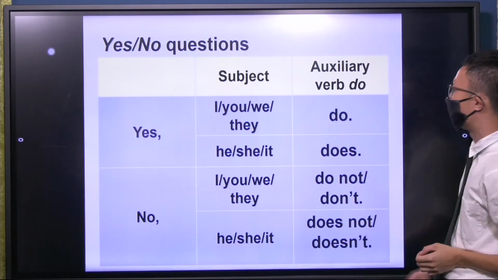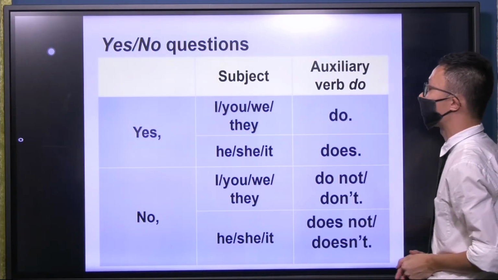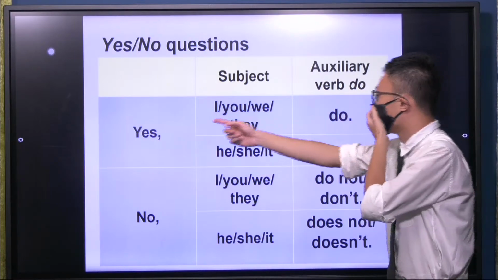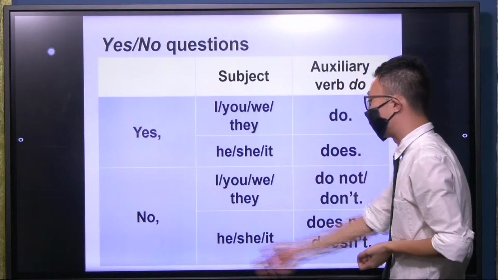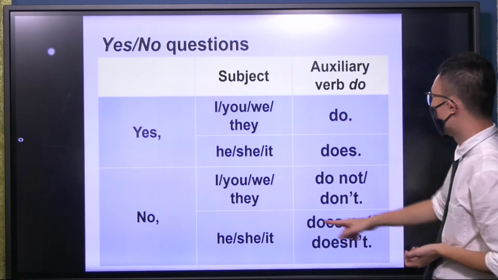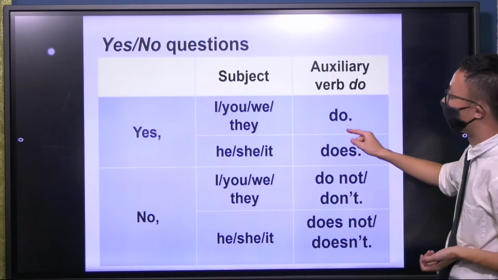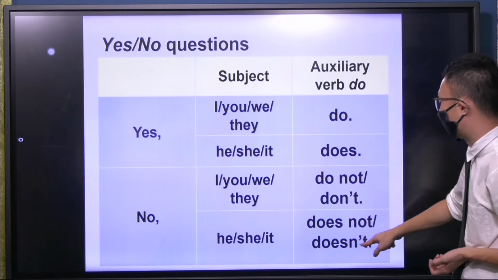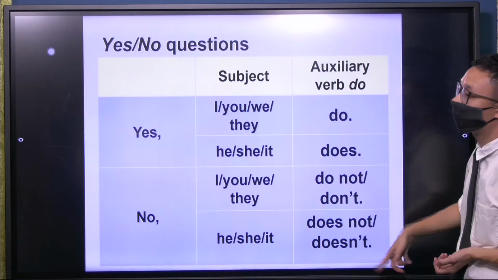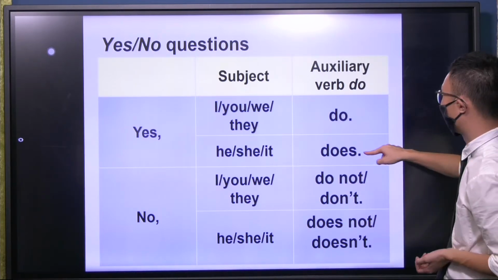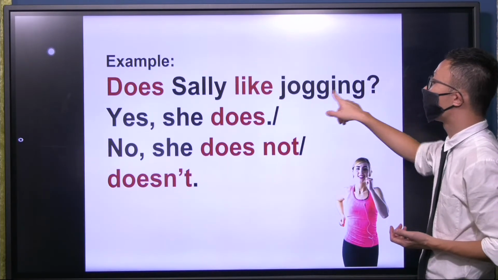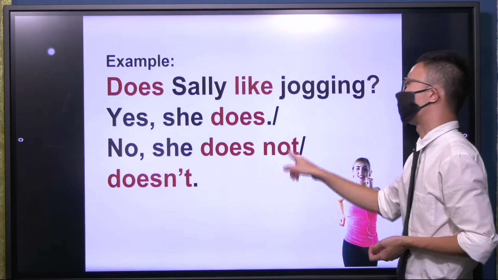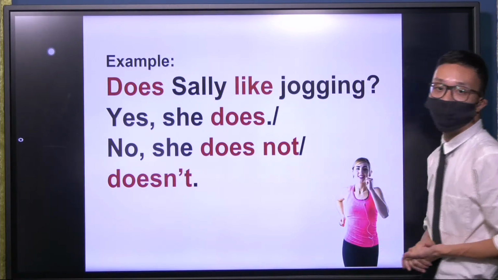Okay, and that's how you answer it. Like these, yes and no questions. Yes, I do. Yes, she does. Or in a negative form, say no, they don't, and no, she doesn't. The same thing. Say that if the question comes with a verb after the word does, make sure it is the infinitive, the original form, all right? Does Sally like jogging? Yes, she does. No, she does not. She doesn't. All right?